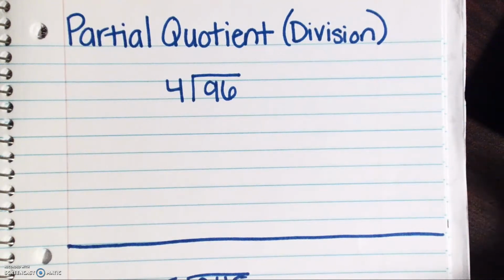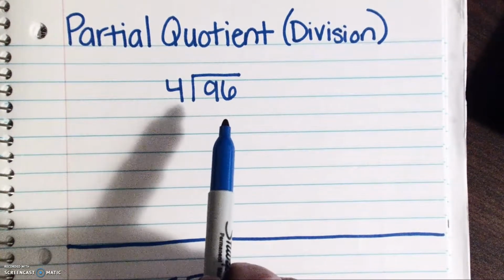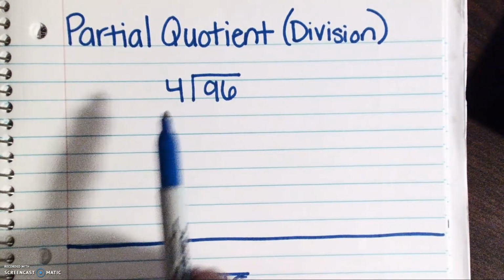We're going to do two example problems to refresh our minds on what partial quotient strategy is in division. So the first problem we're going to do is 96 divided by 4.